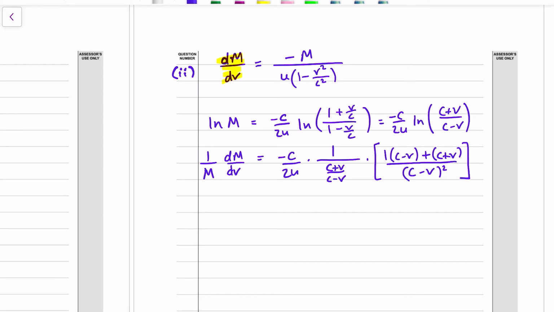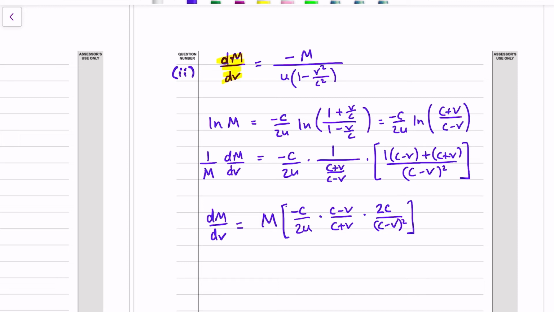So if we move the m up the top, what else have we got? Got minus c over 2u, so this is going to all tidy up really nicely. 1 over the fraction (c+v)/(c-v), we just flip the fraction upside down. And then this last bracket, the numerator simplifies to 2c because the v's cancel. So we've got 2c over (c-v) all squared.